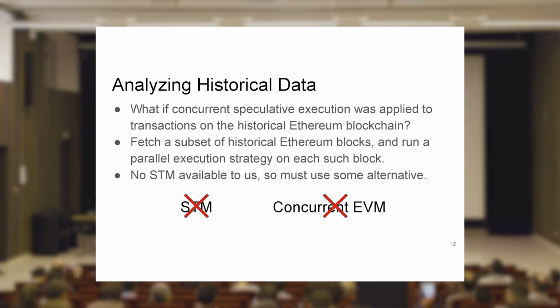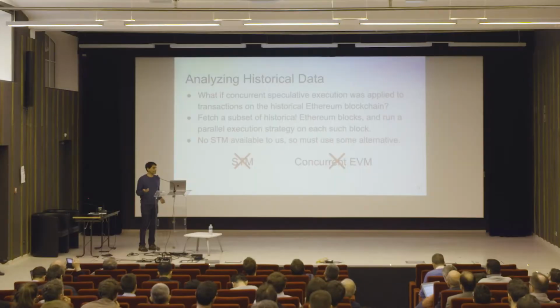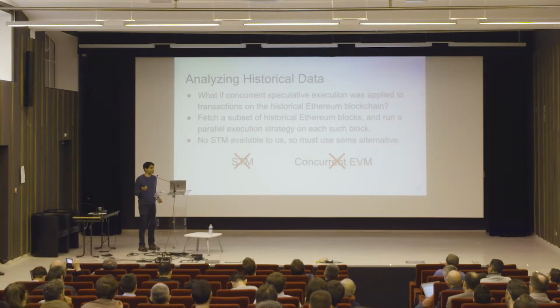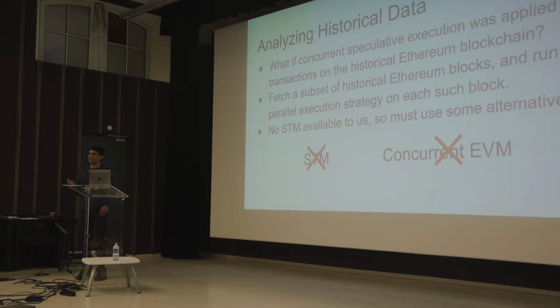So, as I said before, the main question is, what if we applied this concurrent speculative execution technique to historical Ethereum blockchain transaction data? So the idea here is that we want to take transactions that were part of the Ethereum blockchain and try to re-execute them in some way in a speculative manner.